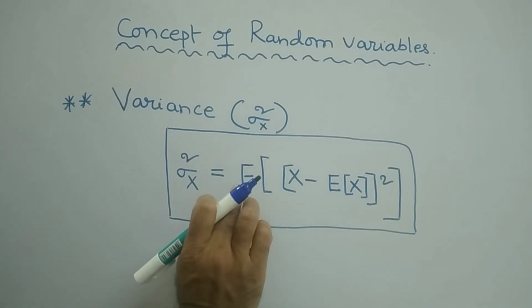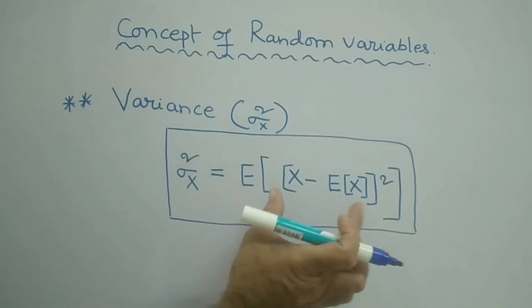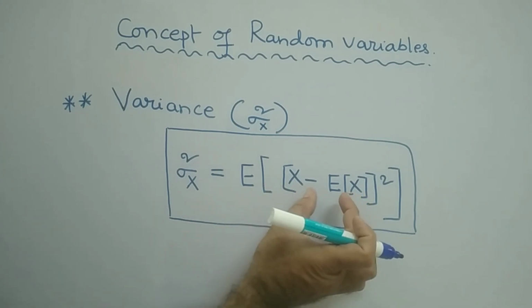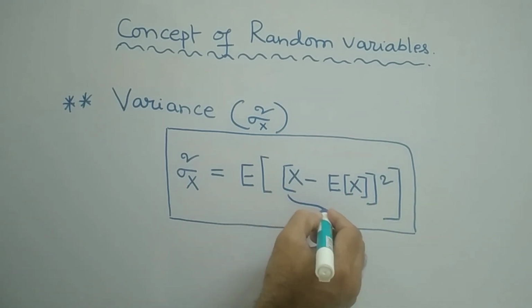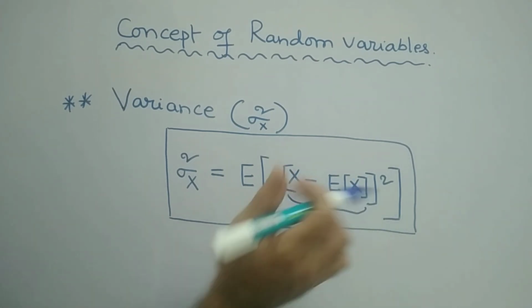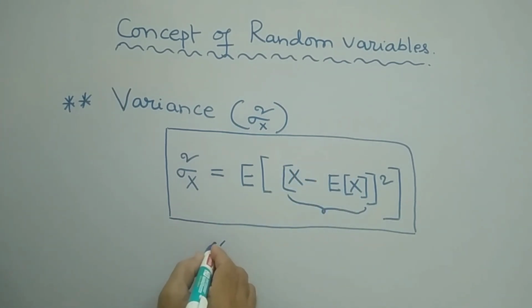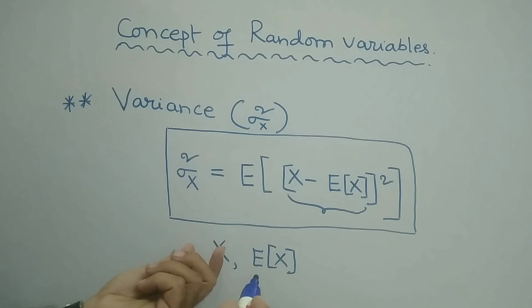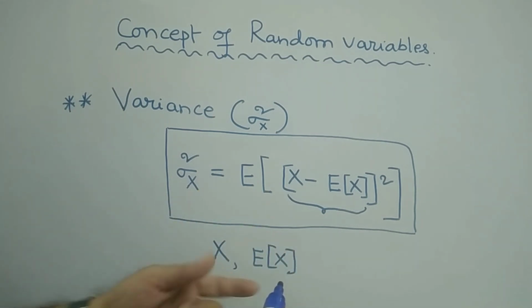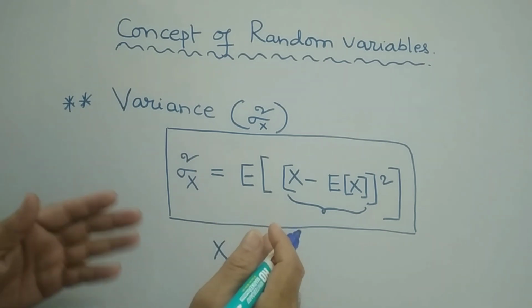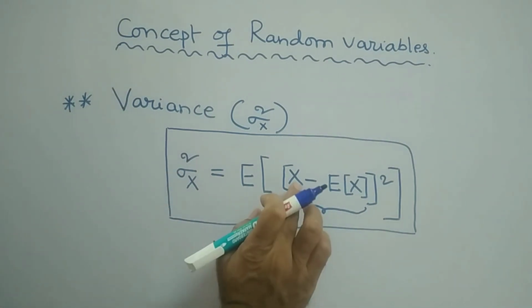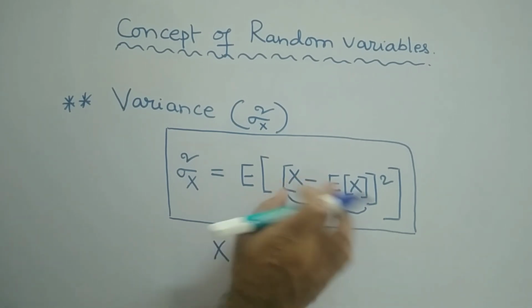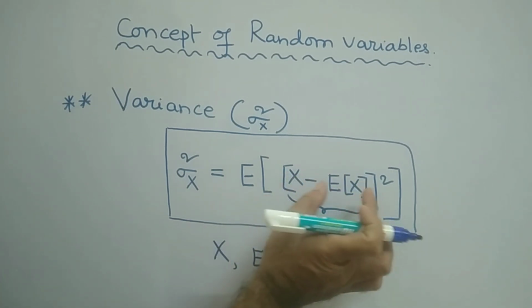So it is the expected value of, if you observe in the bracket, you are taking the difference between, clearly observe here, the random variable x and its mean value. What is the mean value of x? E of x, is it not? X is the random variable and its mean value is E of x. If you take the difference between these two, x minus E of x is the difference. That is what I have written here now. X minus E of x is the difference.